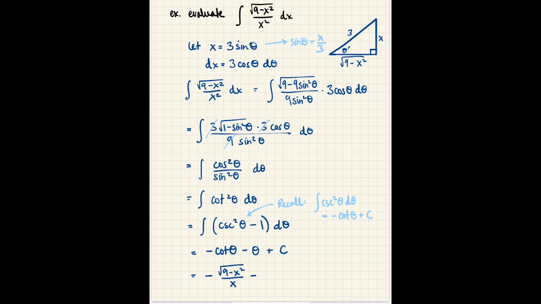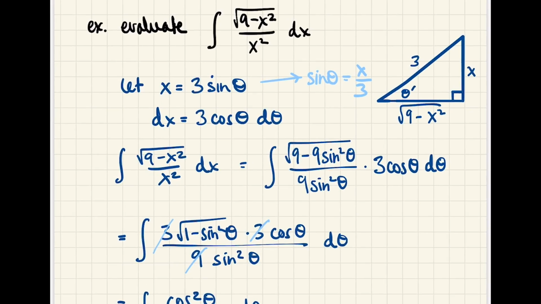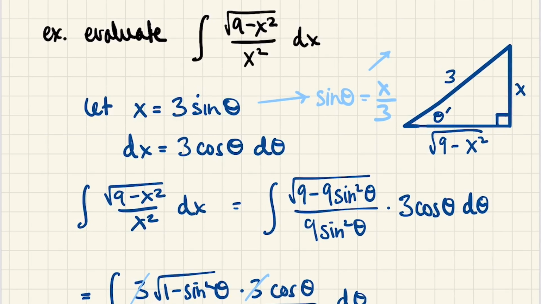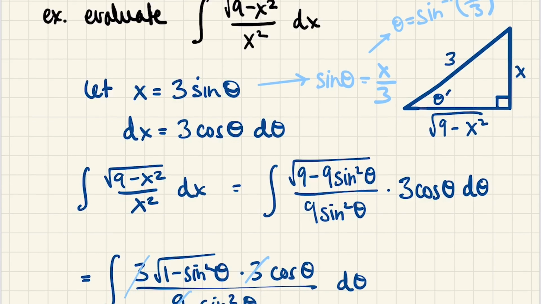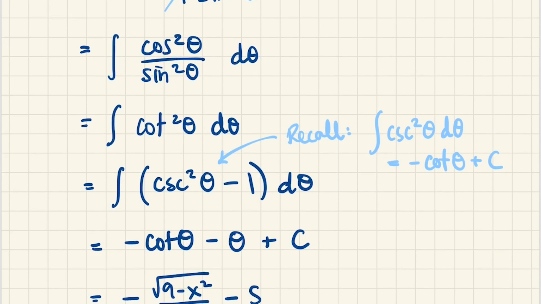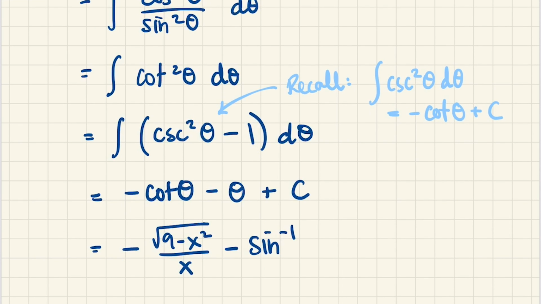Okay, well, what the heck is theta? Well, again, going back to our substitution, we can see that if sine of theta is x over 3, then we can call theta the inverse sine of x over 3. So, very good. That is our final answer.